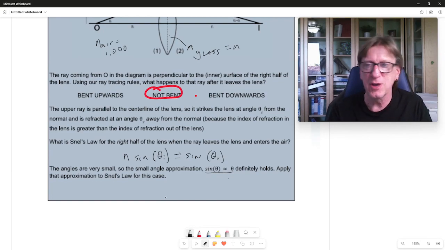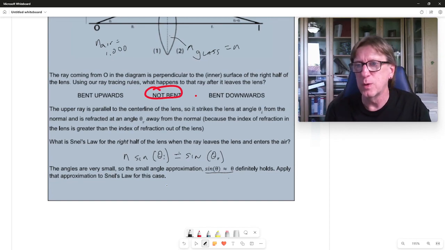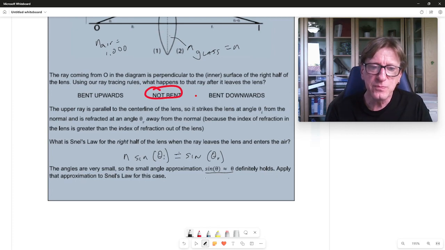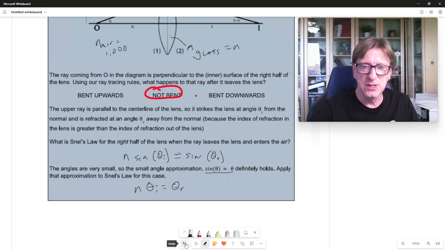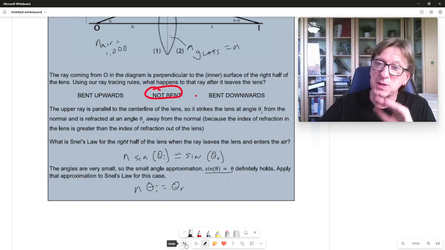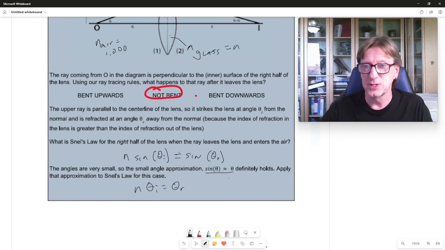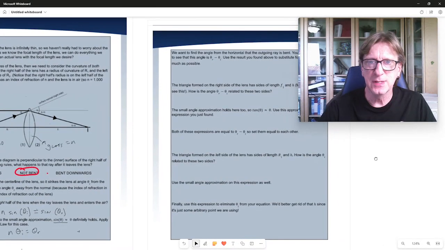You can test that on your calculator. Choose a very, very small angle, 0.0001. Take the sine of it, and you're going to see that you get 0.0001. So if we replace our sine thetas with thetas, I'm just going to get this. I could have left those sines in, but now I'm carrying around a lot of trig functions that I don't need. So that's going to be Snell's law in this case, because I can use the small angle approximation.